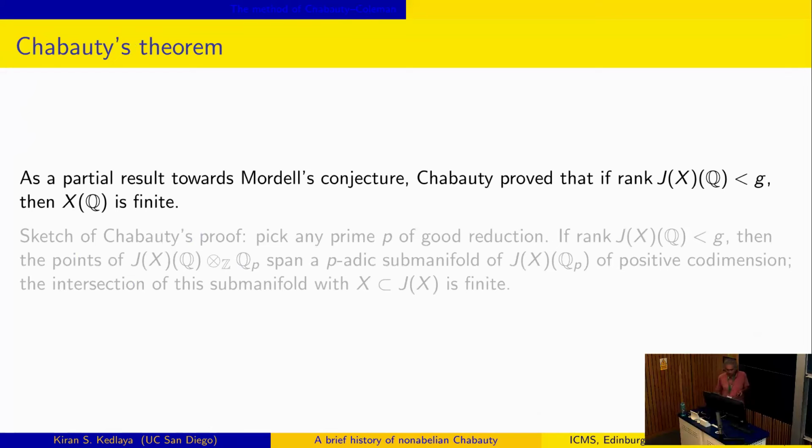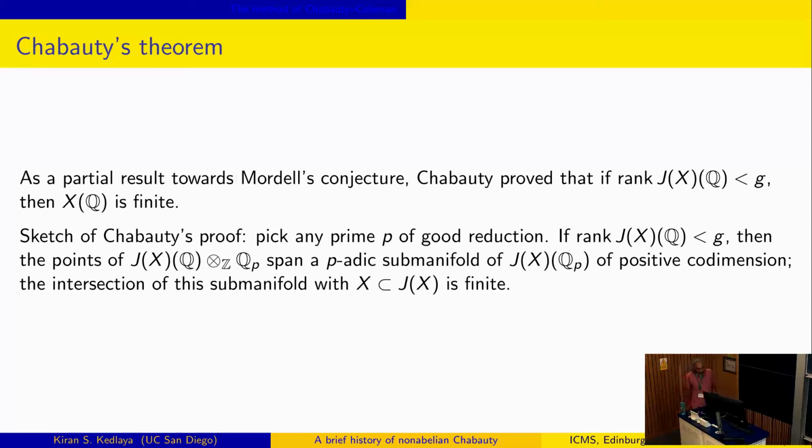Okay, so now let me jump back. We jumped forward to this nonabelian philosophy. I didn't use that word on the slide, but that's the nonabelian philosophy. But now let me jump back to the time of Weil, essentially. Shortly after he proved what we now call the Mordell-Weil theorem, Chabauty proved that if the rank of the group of rational points is less than the genus of the curve, then it does in fact follow that X(Q) is finite.